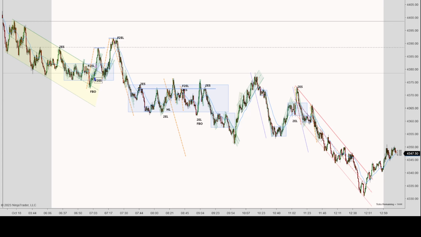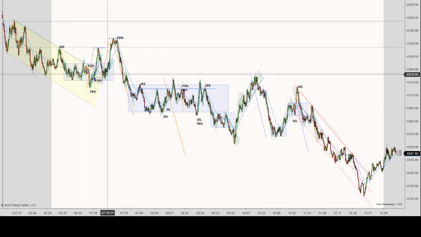October 18, 2023. This is the S&P 500 E-mini futures on the 2000 tick chart using the NinjaTrader 8 platform. This is what the chart looked like today. This is how I marked it up. Go down in the descriptions below. You can see where I actually took my trades and where I thought I saw setups.